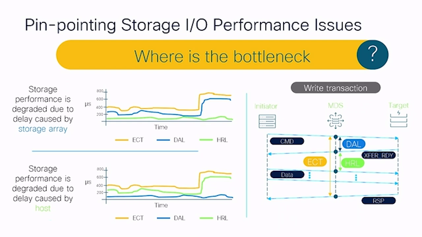Your exchange completion time, your total time taken to complete the I/O transaction, increases. And now you're trying to find out, where is the problem? Is the host slow, or is the storage array slow, or is there congestion within the SAN? How do you pinpoint it really quickly? That's when you bring in more metrics, data access latency and host response latency, right? So if the data access latency goes up when the ECT goes up, it's really a problem within the storage array, something slowing down within the storage array.